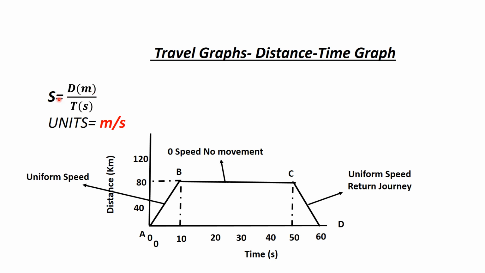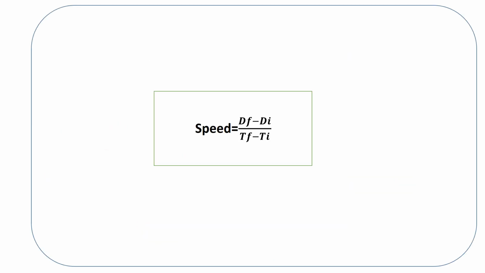Instead of saying speed is equal to distance over time, we say speed is change in distance over change in time. So we get distance at 2 points, maybe here and here, which is 80 and 0, and we get the time at these 2 points, meaning 10 and 0. Then we divide them. So in short, this is the formula for speed: final distance minus initial distance over final time minus initial time.